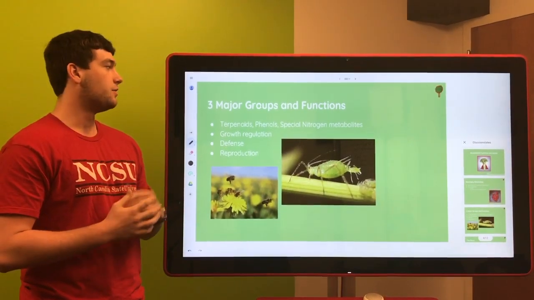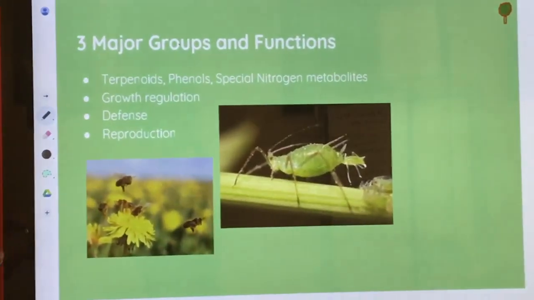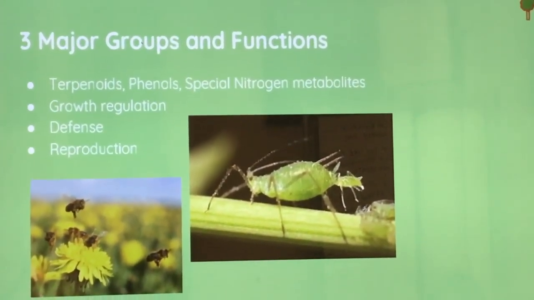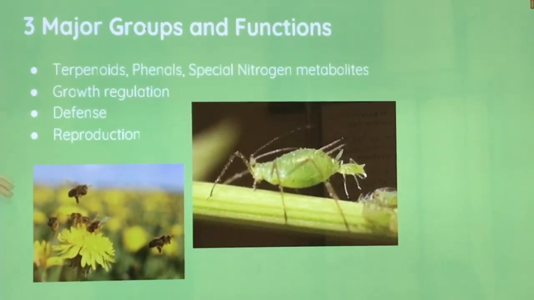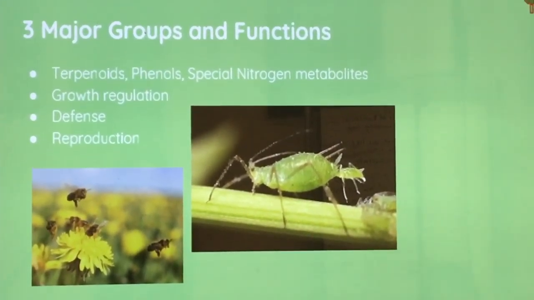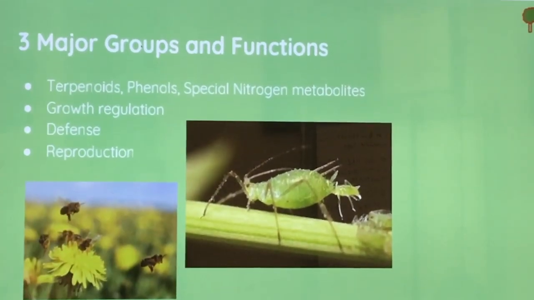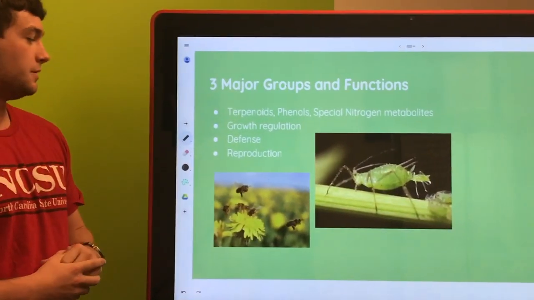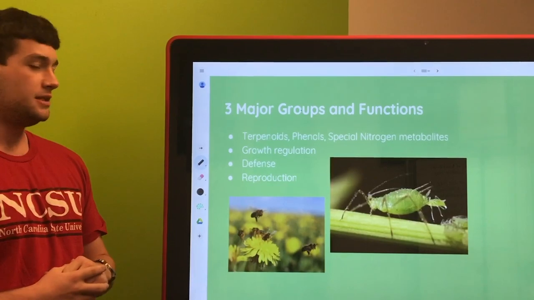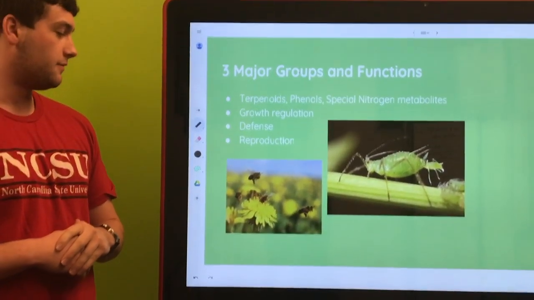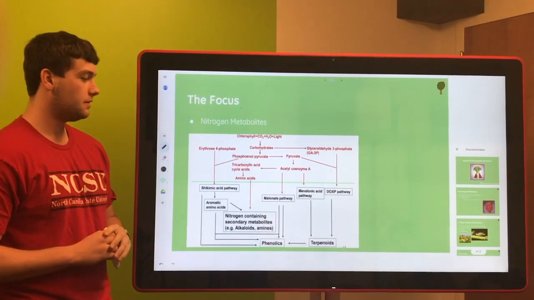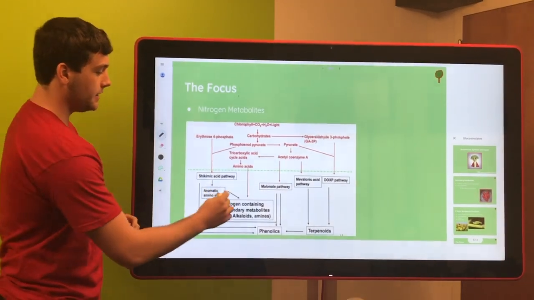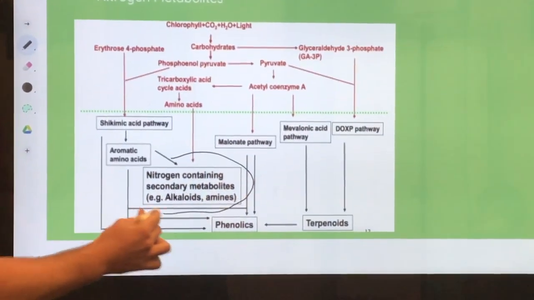Secondary metabolites have three major groups: terpenoids, phenols, and special nitrogen metabolites. Their major functions include growth regulation, defense, and reproduction. Here we see an aphid attacking the stalk of a plant, and for reproduction, as we see here with bees being drawn in to the plant for pollination by specific smells. Now let's go a little bit deeper, and focus mainly on the nitrogen containing compounds right here.